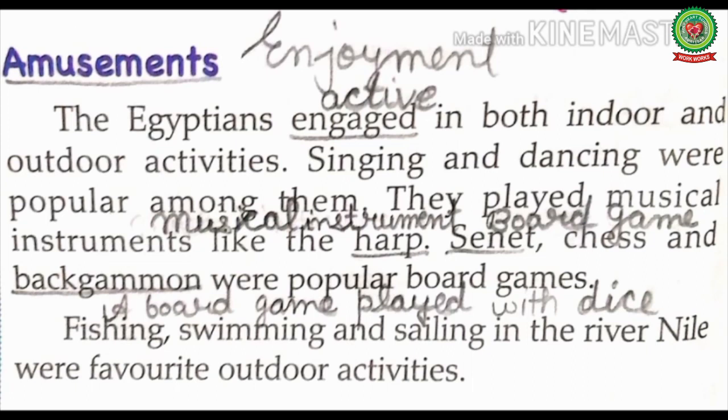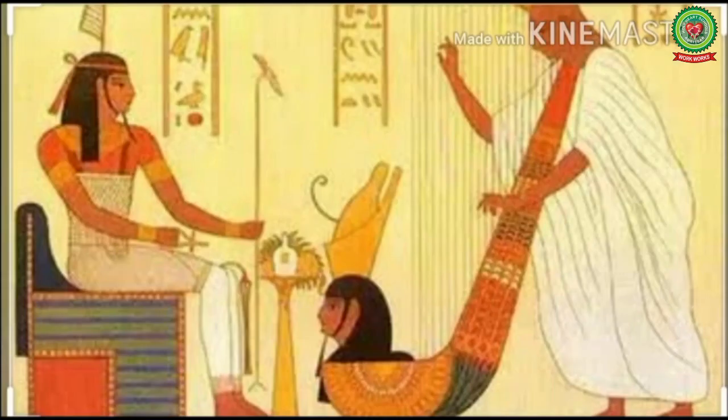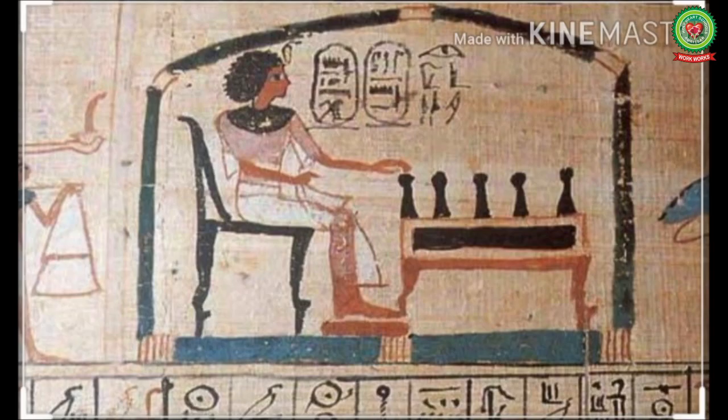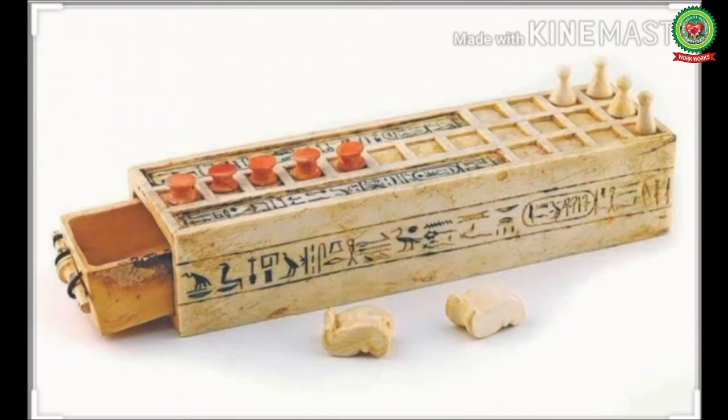Next, singing and dancing were popular among them. They played musical instruments like the harp. Senet, chess, and backgammon were popular board games. Here harp is a type of musical instrument. Students, this is the picture of a harp, the musical instrument of the Egyptian civilization. This is the picture of senet. It is a kind of board game. This is the picture of backgammon, a kind of board game played with dice. Students, these were all indoor games played by the people of Egypt.